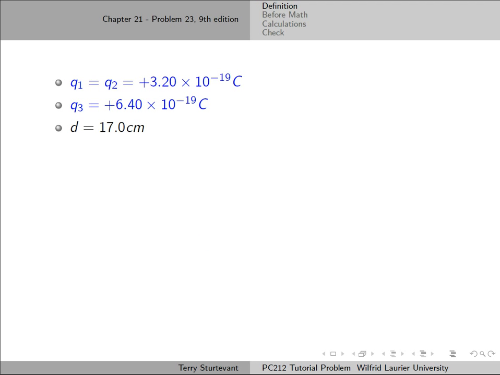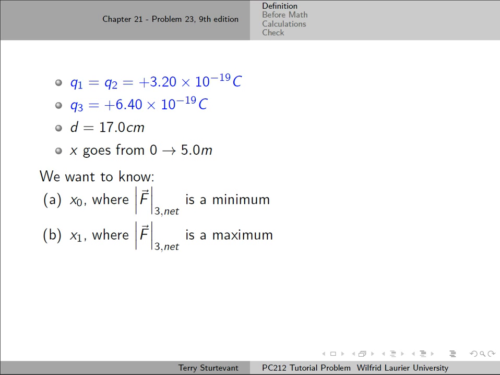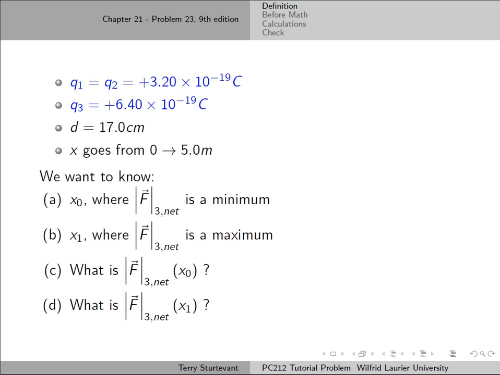So we're given the values of these charges. Q1 and Q2 are equal. And x can go from 0 to 5 meters. We want to know where the net force on particle 3 is a minimum, where the net force on particle 3 is a maximum, and what those maximum and minimum forces are. These are the four things that we want to find in this problem.